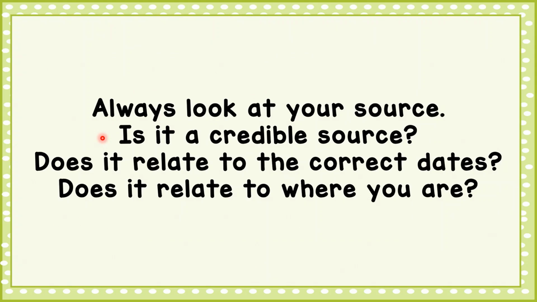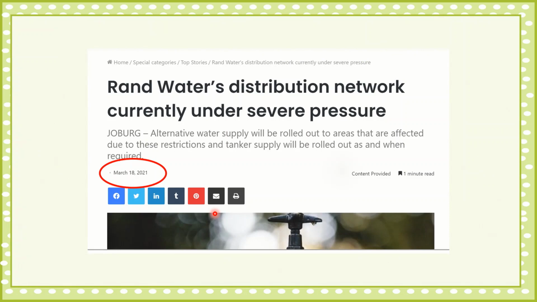So we always look at our source. We decide, is it a credible source? Does it relate to the correct dates? And does it relate to where you are in the world? For example, today I looked for articles relating to the water. This one says Rand Water's distribution network currently under severe pressure. If I read the article, it will tell me about the water and why I don't have water. But the problem is this was for the 18th of March 2021. So the information is not going to be correct of why I don't have water today.